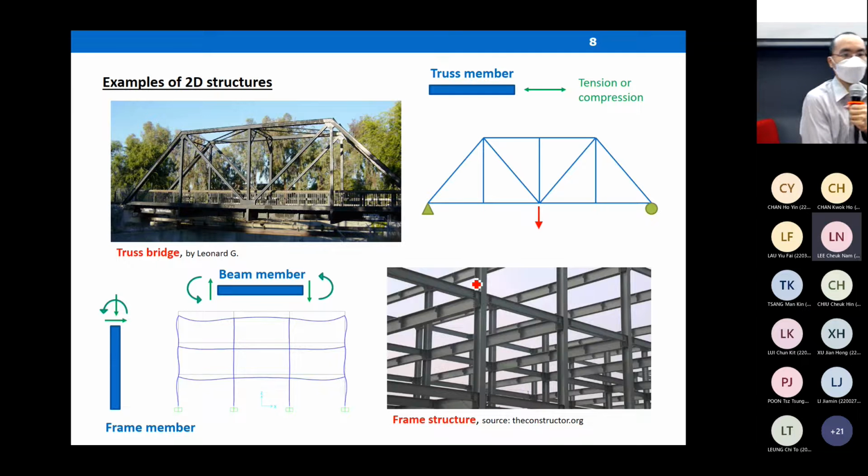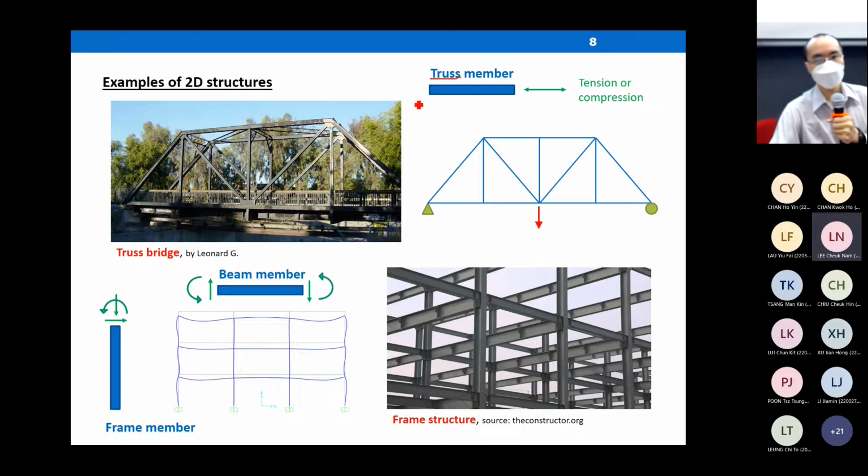And some examples of structures. We have truss. Truss is perhaps the simplest kind of structure. When you see this term truss, it means the members are only under axial force. It can be in tension, it can be in compression.